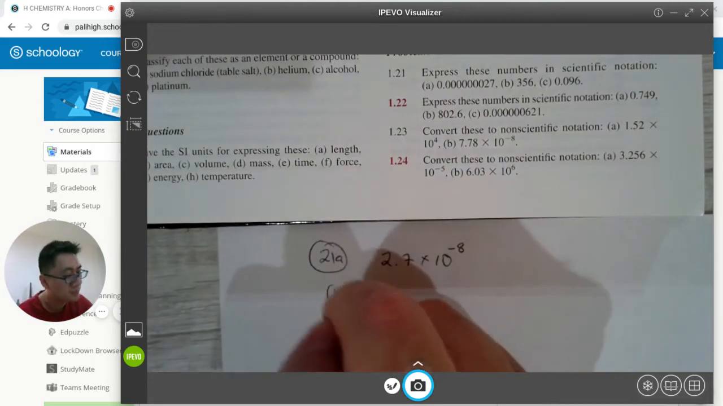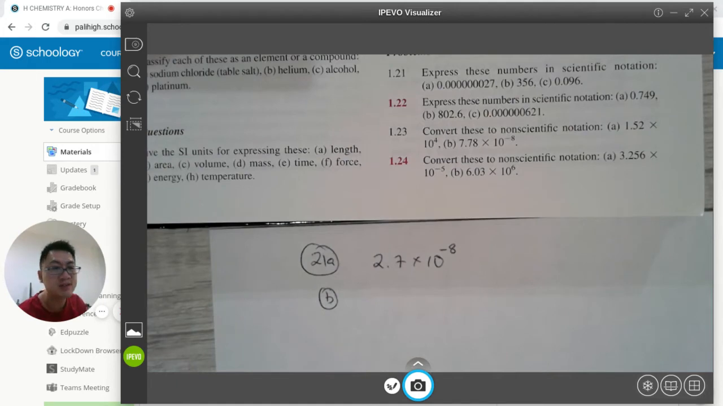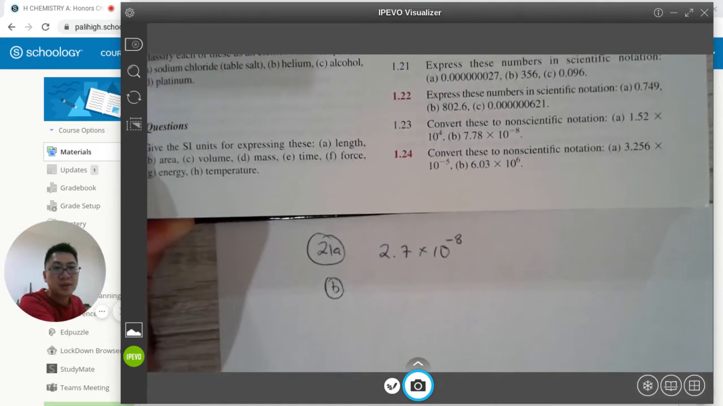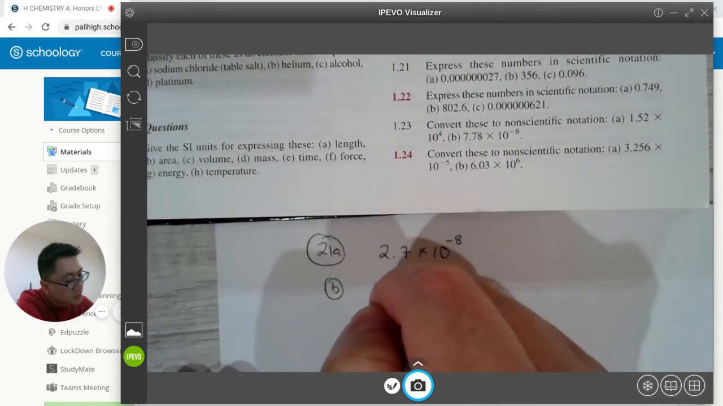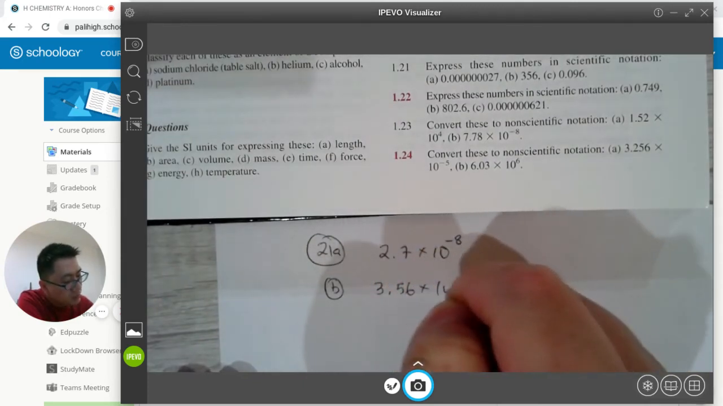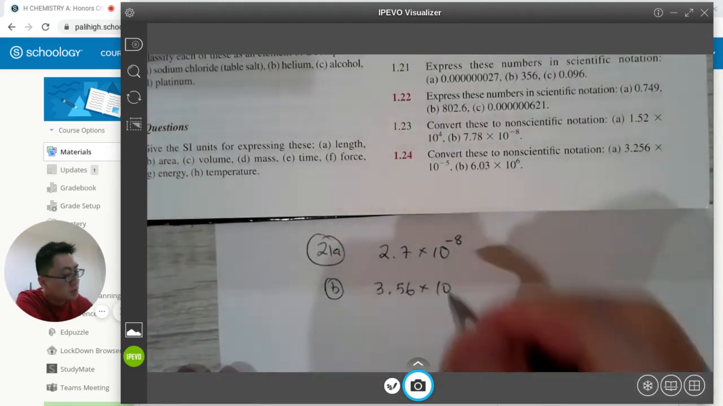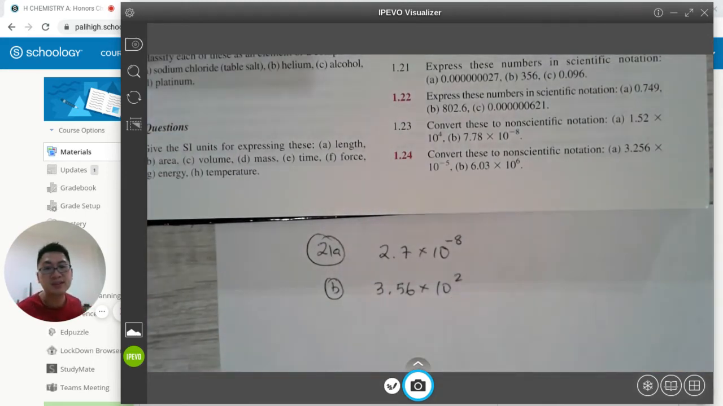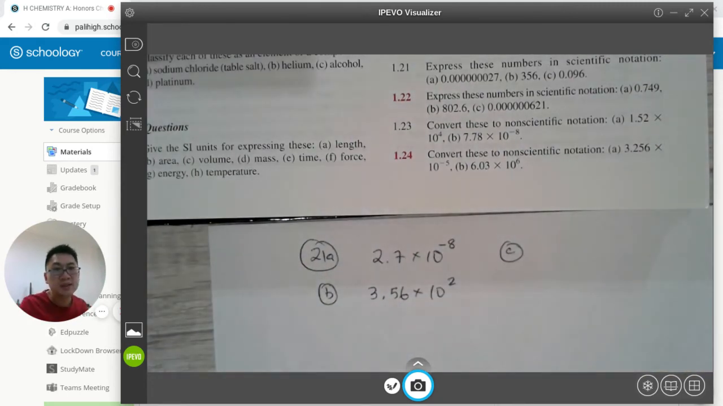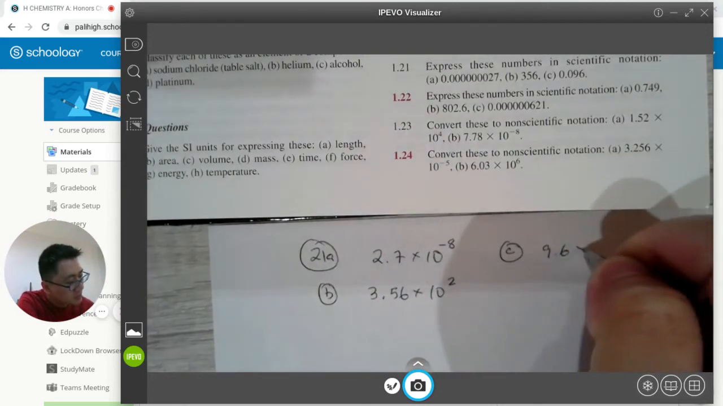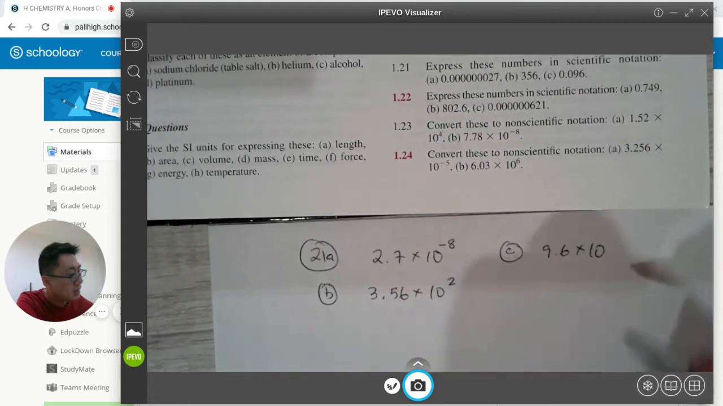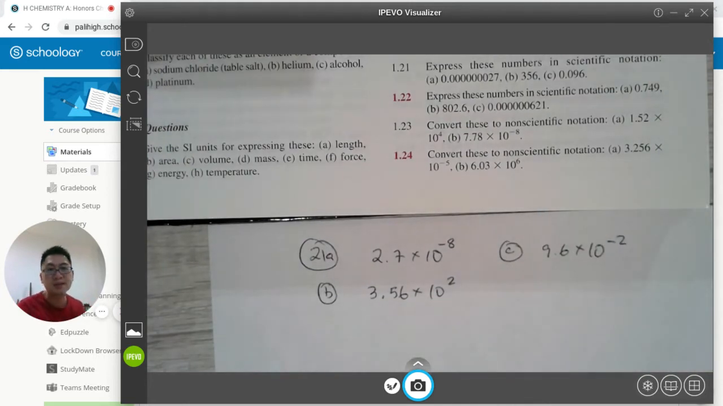For B, changing 356 into scientific notation. So 356, I will put that as 3.56. I'm going to move the decimal point over to the left. So 2 times, so 3.56 times 10 to the 2. For C, it's 0.096. I will move the decimal point over to the right 2 places, so I get 9.6 times 10 to the, move it to the right, it will be minus 2. Move it 2 places. Okay, so that was question number 21.